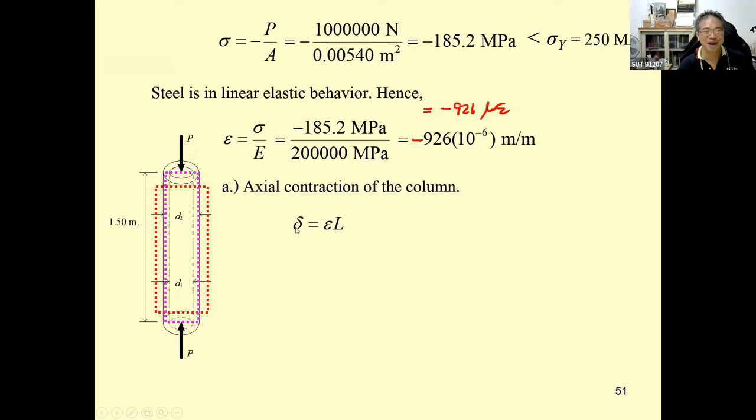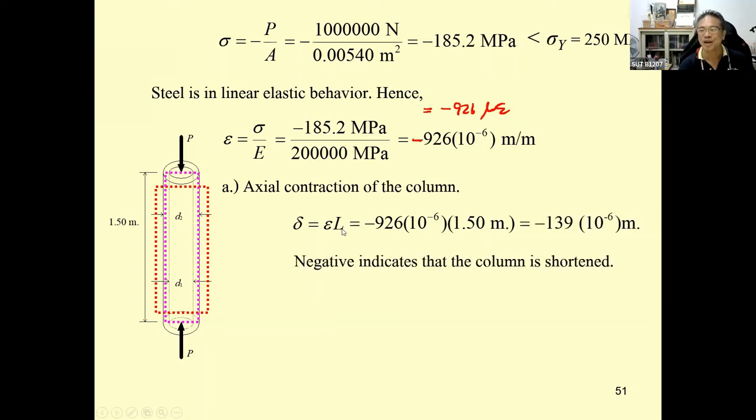And then the deformation is equal to strain times L. That is going to be the contraction of the column. That is going to be very small: 0.139 millimeter.